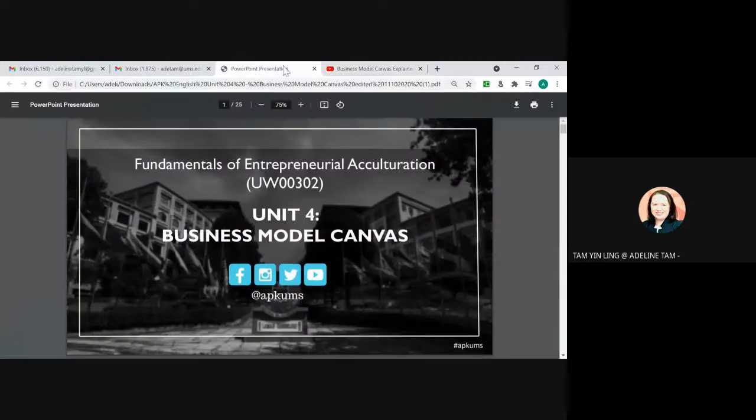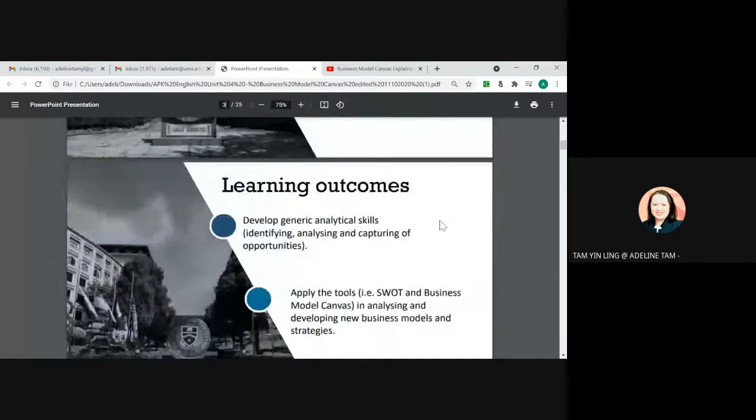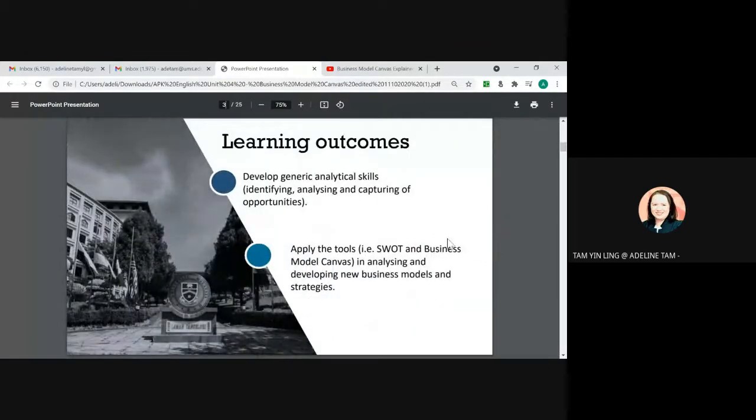Okay, so this is the topic that we are looking at today, business model canvas. All right, in simple terms, the business model canvas is a model that helps us to plan for our business. Before we continue, let's look at the learning outcome first. So first, to develop analytical skills to identify, analyze, and capture the opportunities in the market, and to apply the tools, that is the SWOT analysis and business model canvas, in analyzing and developing new business models and strategies.